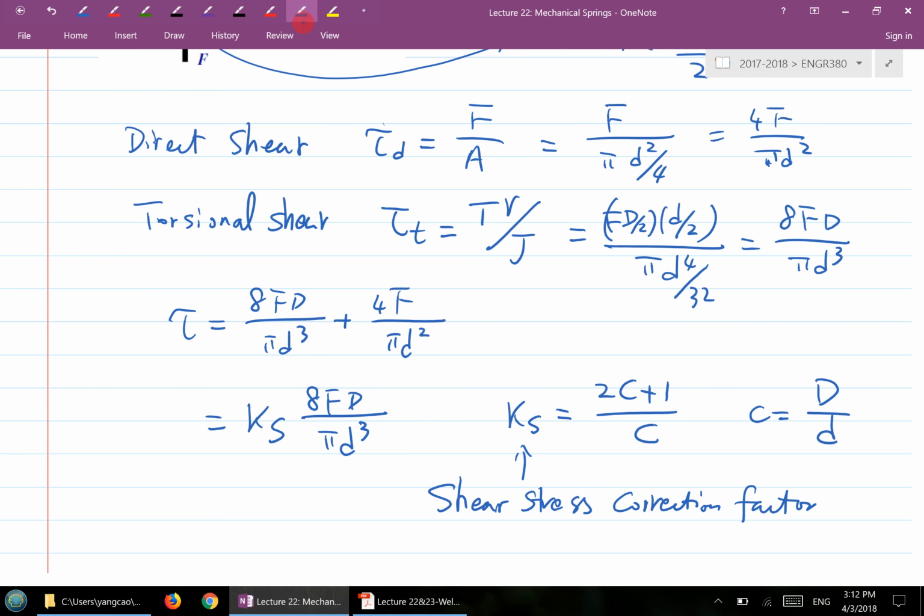Because you can see this portion is the same as the torsional shear, right? Then you times Ks, you get the total shear stress. So that's the theoretical calculation of the shear stress at any cross section of the spring under loading force F. Okay, so that's how you get it. Now.